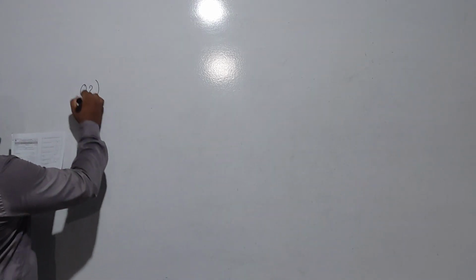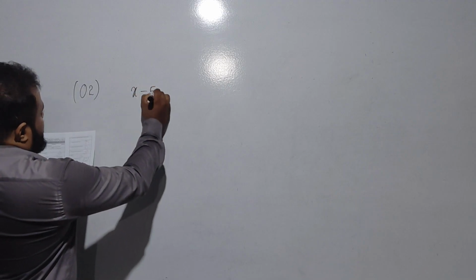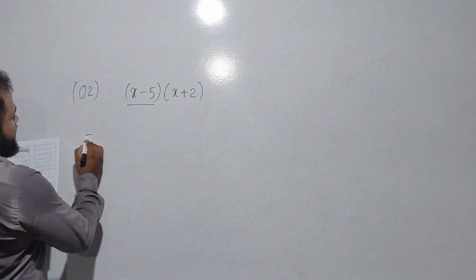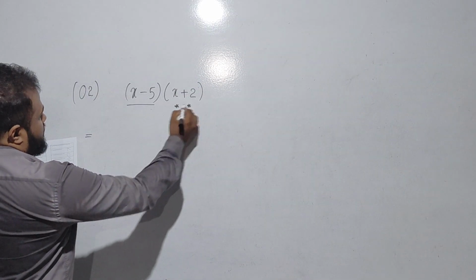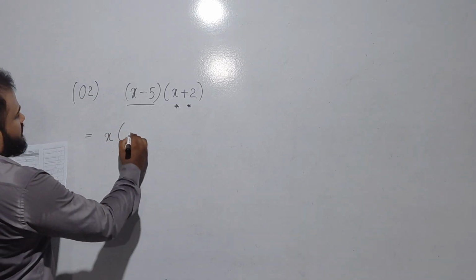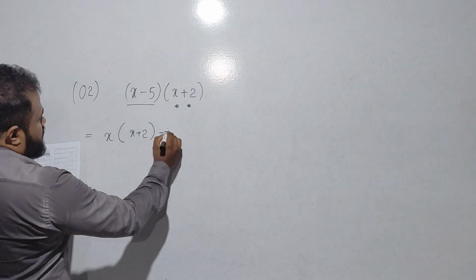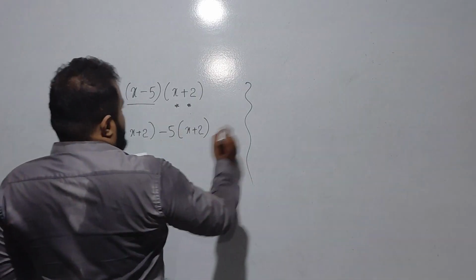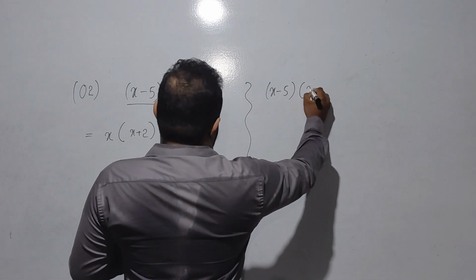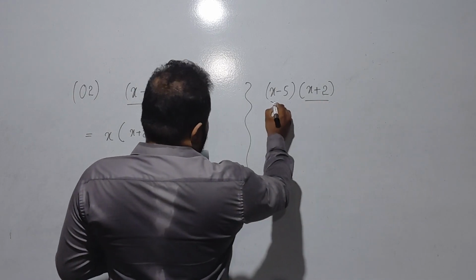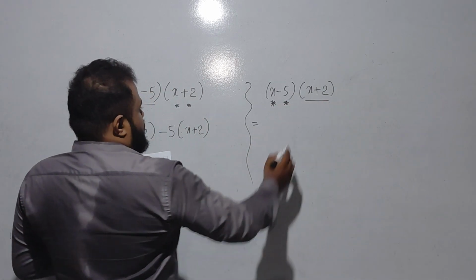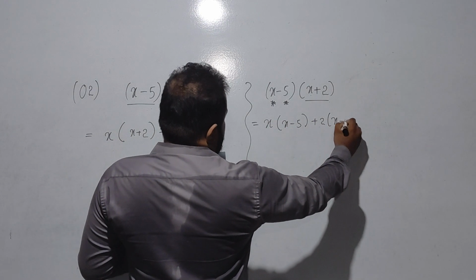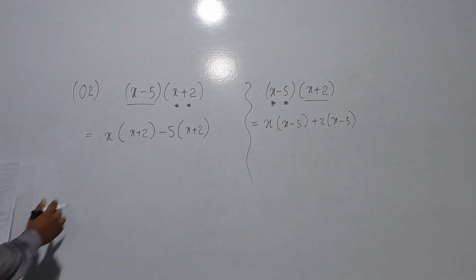Question number 2. x minus 5 brackets x plus 2. If you are breaking this bracket, you have to write this bracket 2 times. So you are writing x brackets x plus 2, then minus 5 brackets x plus 2. If you are breaking the other bracket, you have to write this bracket 2 times. So we are writing x brackets x minus 5 plus 2 brackets x minus 5. From both, we are getting the same answer.